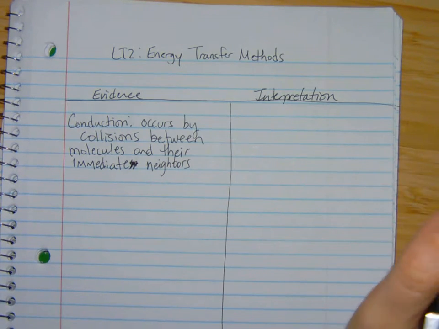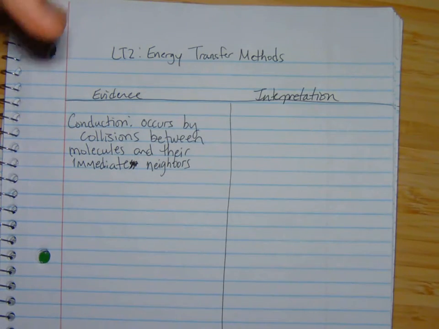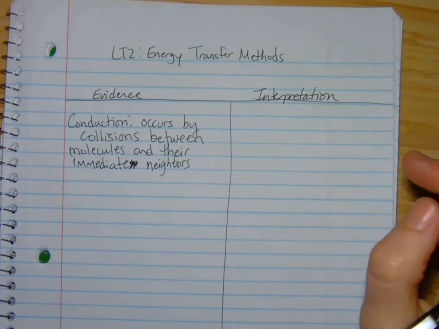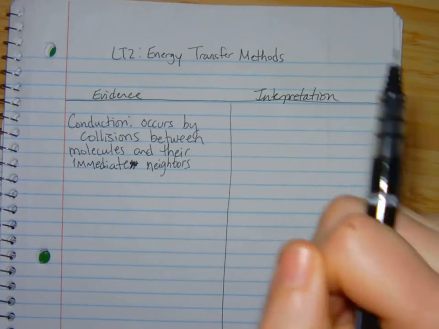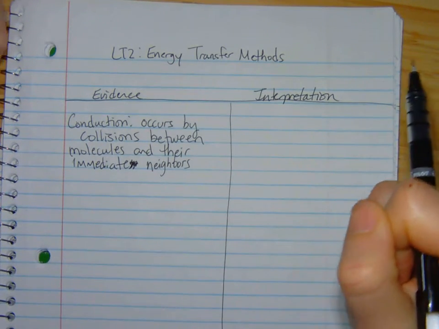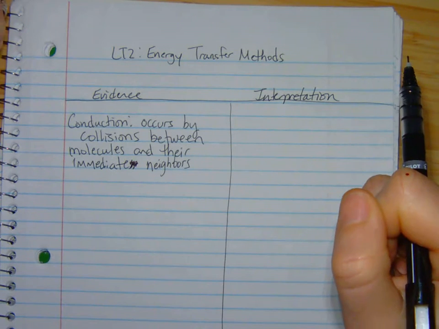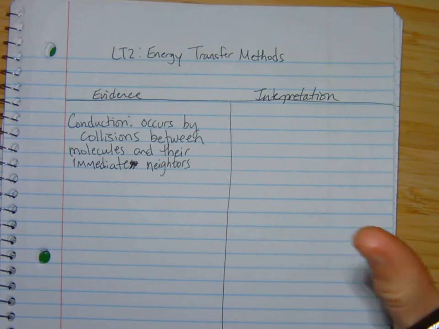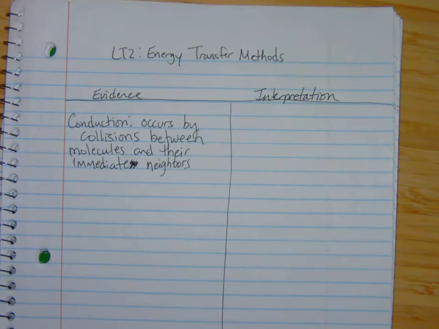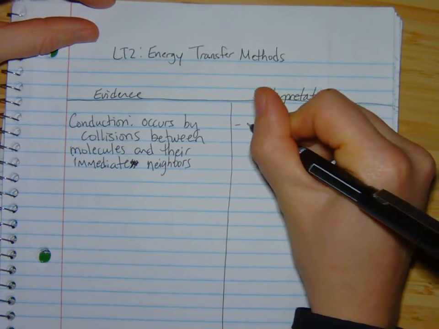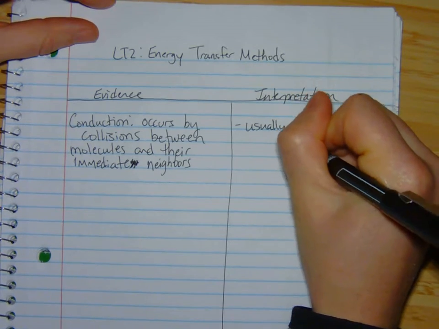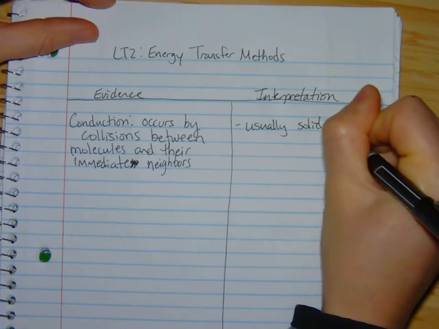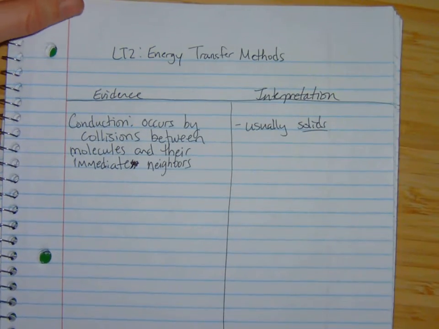Going back to kinetic theory, we know solids, liquids, gases, plasma. Which of those have the molecules closest together, where they would have a really tight immediate neighbor? It's kind of like living in town where it's house after house after house. Would that be a solid? Would that be a gas? Kind of get that in your mind. And hopefully you are thinking solid. So conduction is usually in solids.